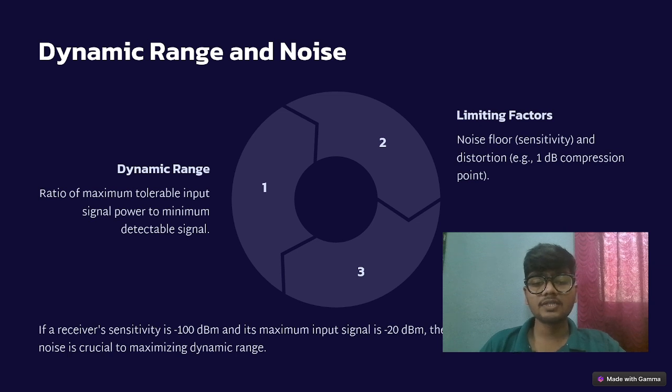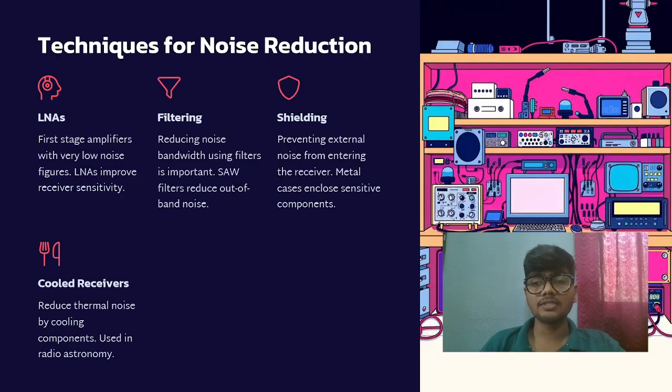If a receiver's sensitivity is -100 dBm and its maximum input signal is -20 dBm, the dynamic range is 80 dB. dB means decibels. Managing noise is crucial to maximizing the dynamic range.